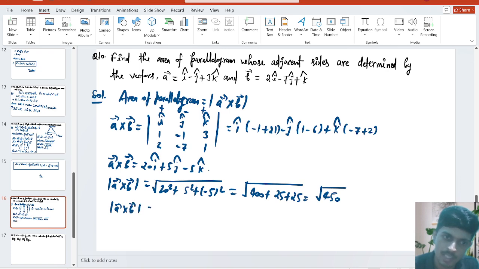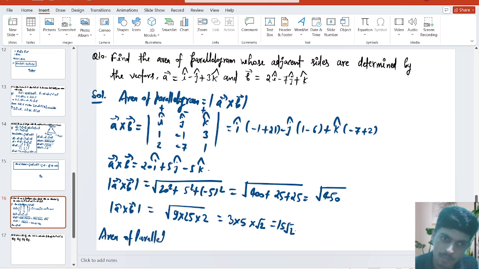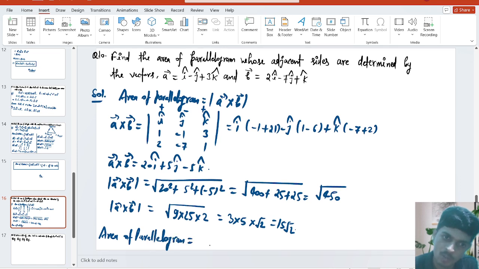Simplifying it, vector A cross vector B can be written as under root 9 into 25 into 2. Under root 9 becomes 3, under root 25 becomes 5, and this is under root 2. So we write this as 15 root 2. Therefore, area of parallelogram is equal to modulus of vector A cross B, where A and B are adjacent sides of the parallelogram. So this is 15 root 2 square units.